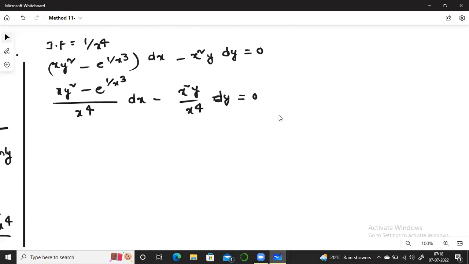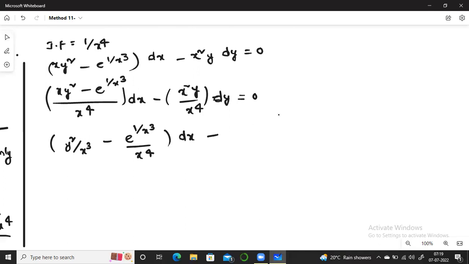So now you have to simplify this one. xy squared over x to the power of 4 means y squared over x cube, one x term will be cancelled. Minus e to the power 1 over x cube over x to the power 4 into dx, minus x squared y over x to the power 4. So one x squared term will be cancelled, y over x squared will remain, dy is equal to 0.